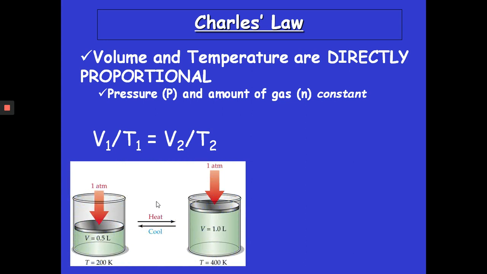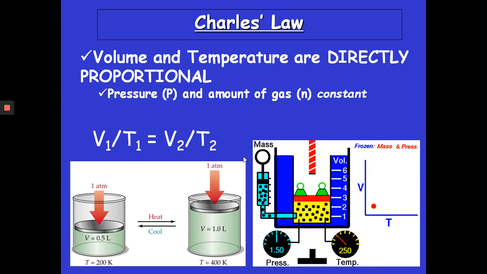So here's the demonstration. We're going to assume that we have a cylinder, again, with an initial volume of 0.5 liters, and the temperature is at 200 Kelvin. We're going to assume the pressure is 1 atm, which is going to stay constant after the change. After the change, we are going to heat up the cylinder, and the temperature now becomes 400 Kelvin. So as the temperature increases, the volume is also going to increase. So this is the Charles' law. Therefore, the volume and temperature are directly proportional.